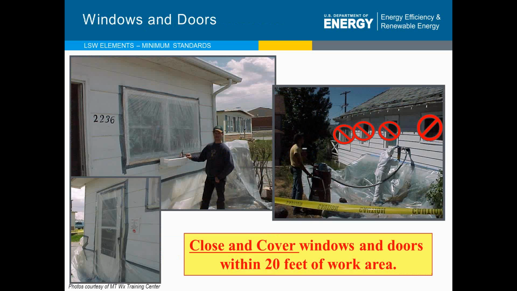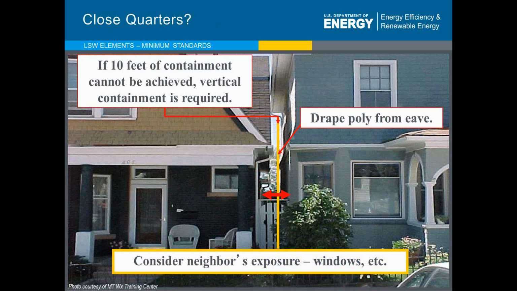Just like interior, if within our work zone area we have doors and windows, we need to close them and cover them. The two photos on the left are done correctly. The photo on the right, where they're doing some drilling into sidewalls, and you have 4 windows there that have not been sealed off, that would definitely be problematic. We don't want that dust and debris outside getting into window sills, troughs, frames, and so forth. So we need to make sure that windows and doors are closed and covered.